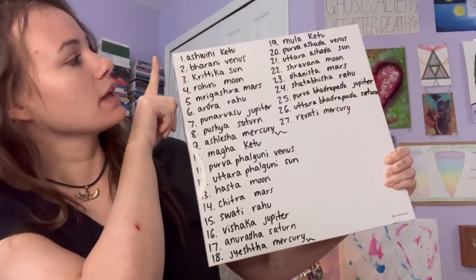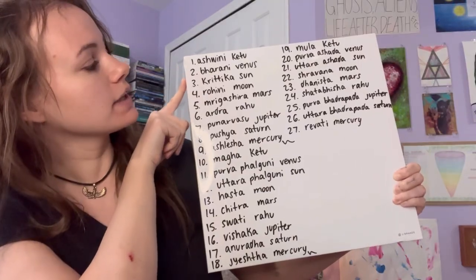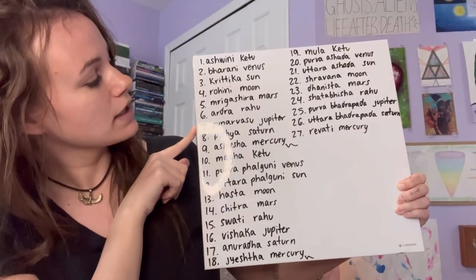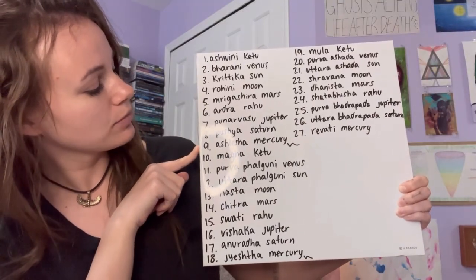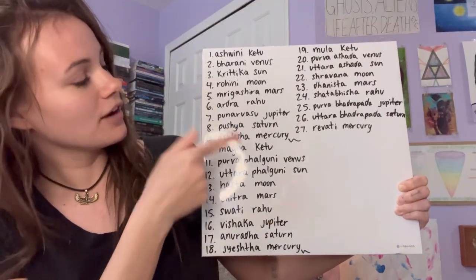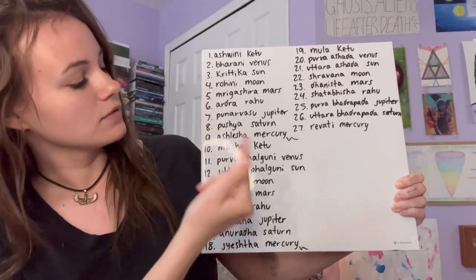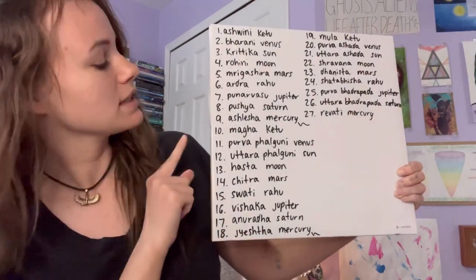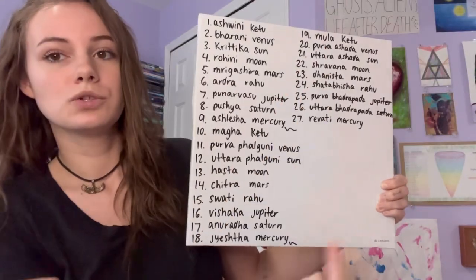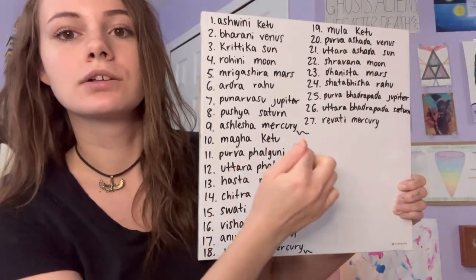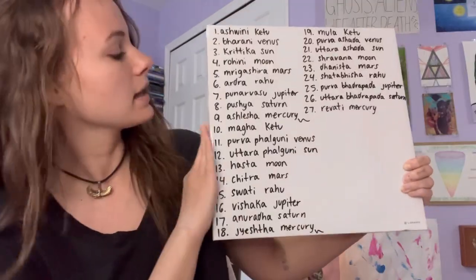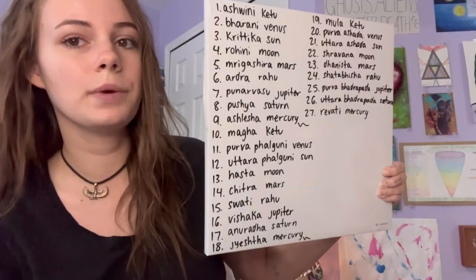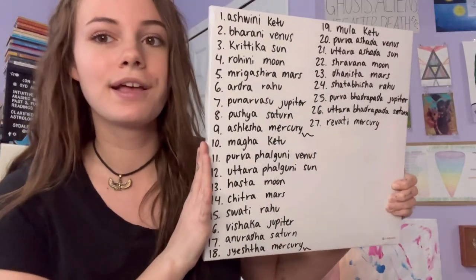As you can see, we start off with Ashwini for Ketu, Bharani for Venus, Kritika for the Sun, Rohini for Moon, Mrigashira Mars, Ardra Rahu, Punarvasu Jupiter, Pushya Saturn, Aslesha Mercury, Magha Ketu. We start off this cycle again here. It goes Ketu, Venus, Sun, Moon, Mars, Rahu, Jupiter, Saturn, Mercury, 3 times, 3 cycles to get through all of the 27 nakshatras. So I put a little squiggle there for the next 9, and then again for the final grouping of 9. So you have all 27 nakshatras here.